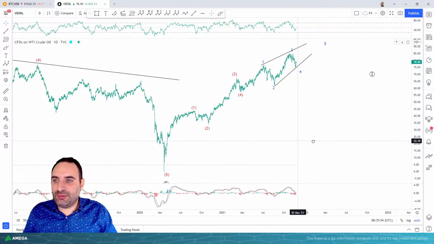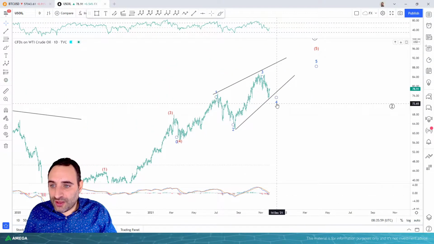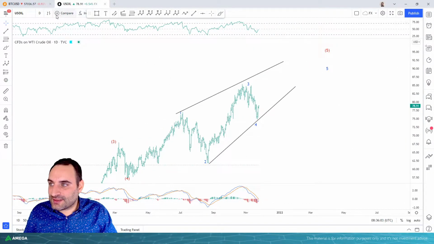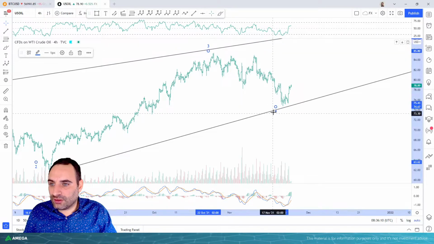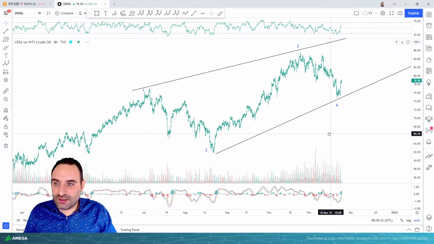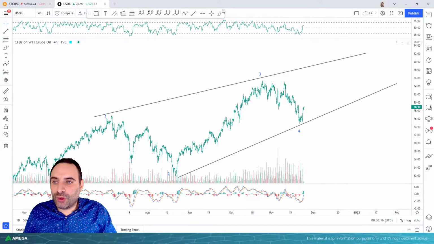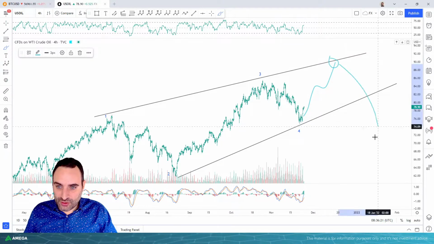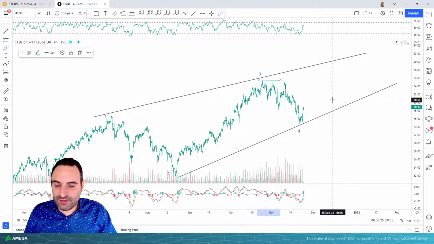So perhaps, and I repeat, perhaps we have finished with wave 4 down here, and now we're moving up for the last upside leg that is going to give us a fresh high above 85.45. Now we don't need to get to this line to start moving lower, but we certainly need to get above 85.50.